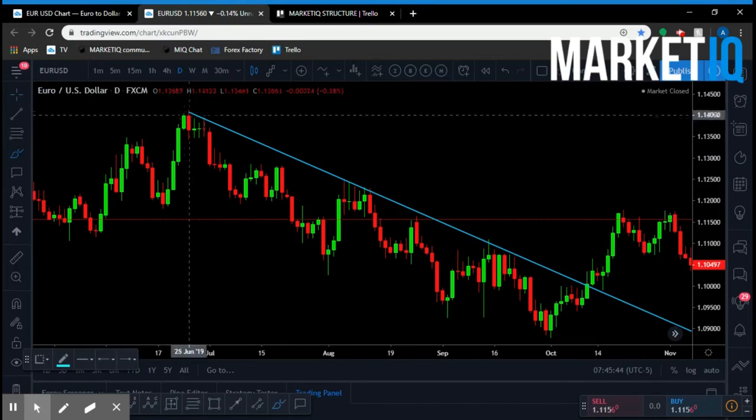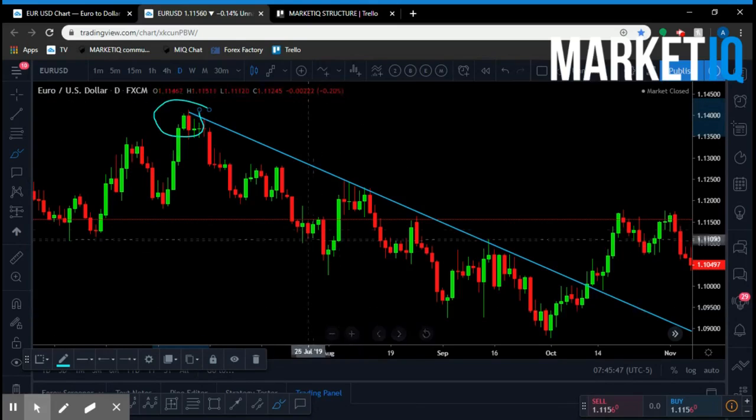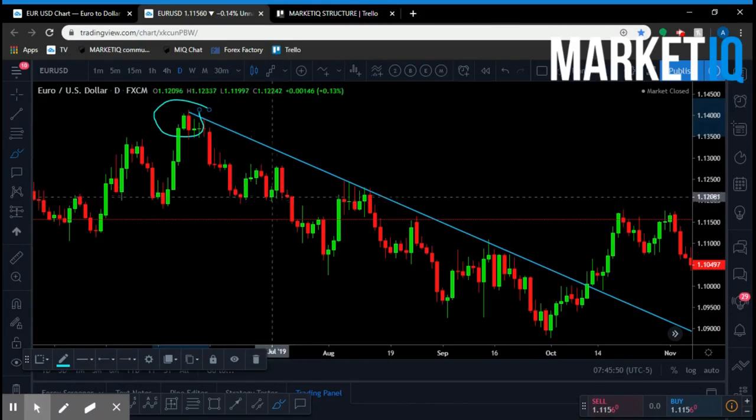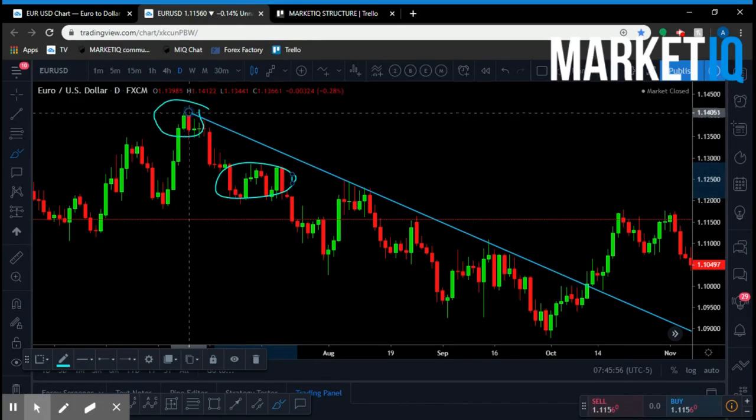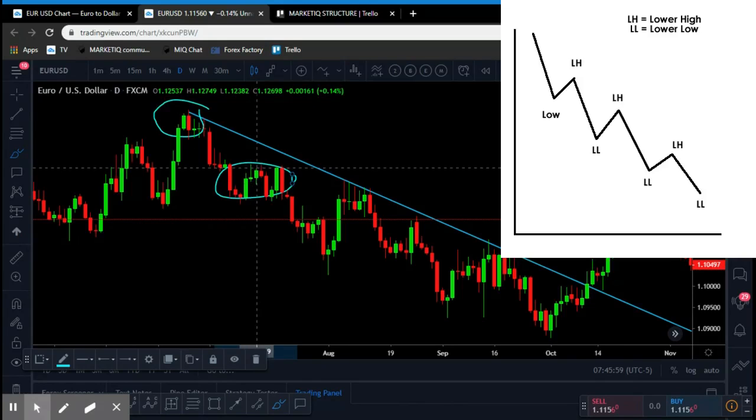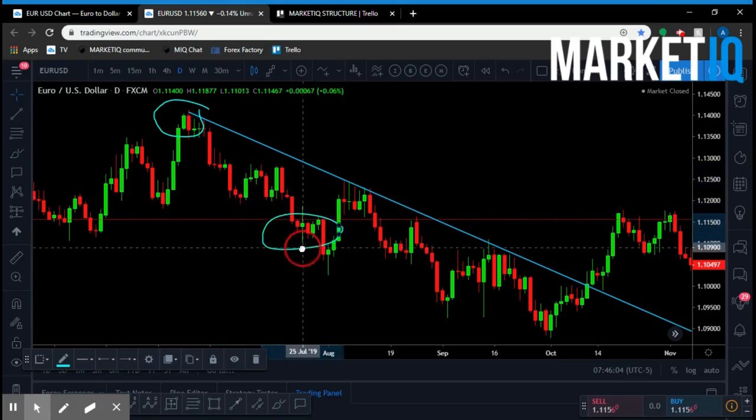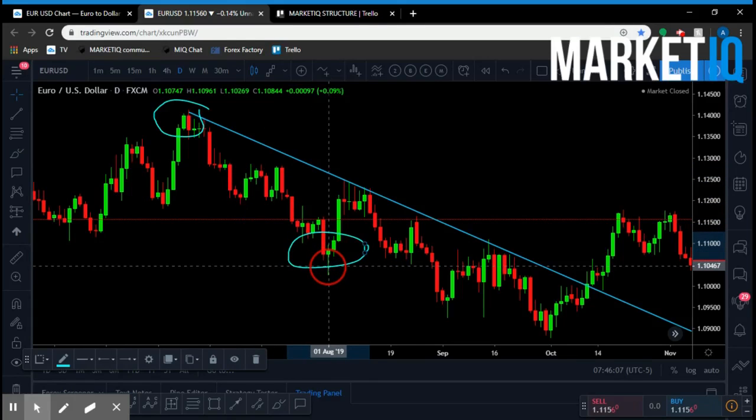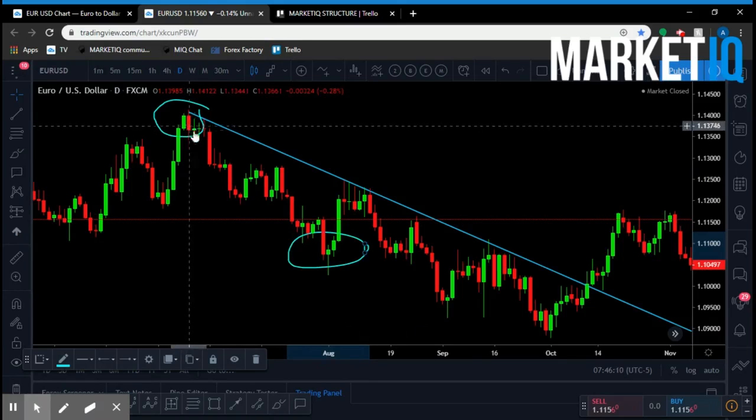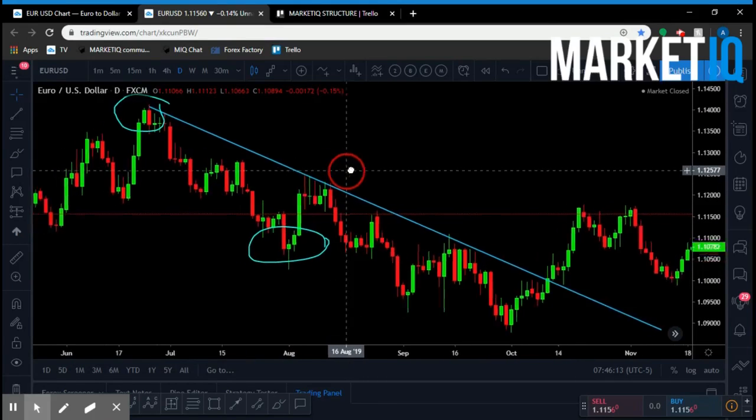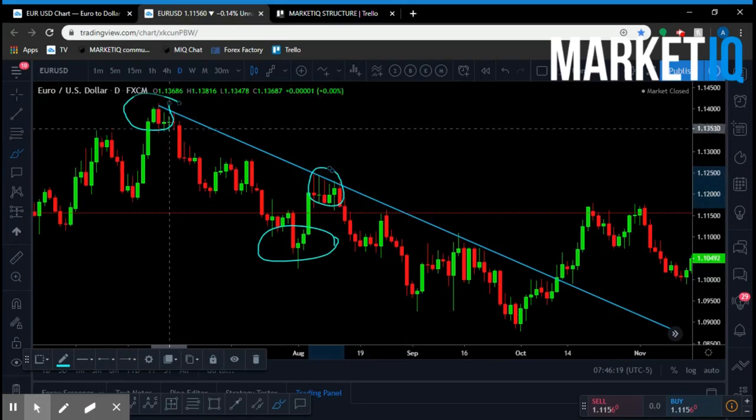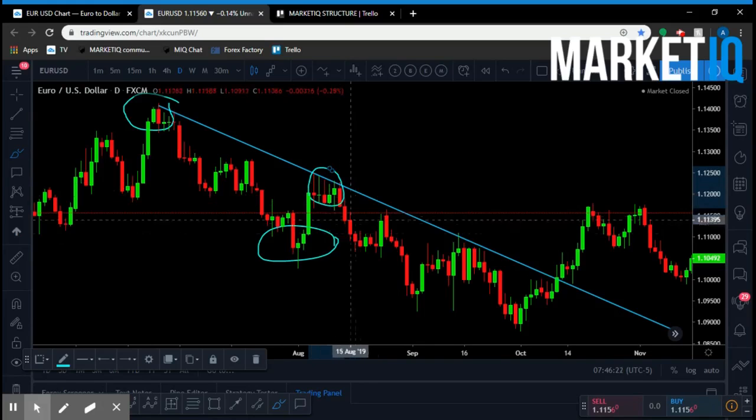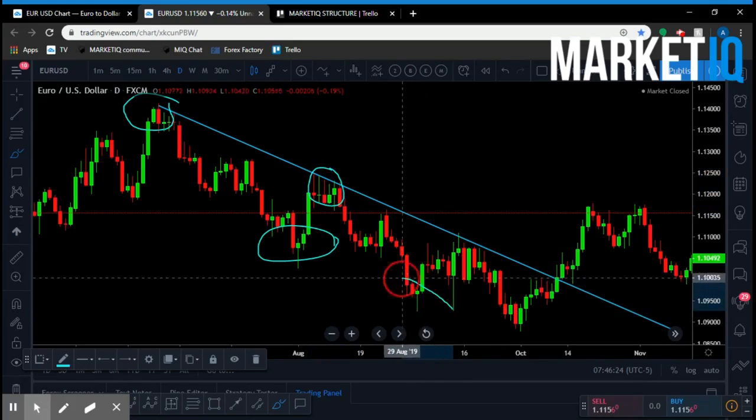You've got your first high and your first low. Okay, so you've got high and a low, and now we're looking for lower highs and lower lows. On this time frame, we'll call this your first low. So we've got high and low, and then we've got our next high right here. So we've got a lower high. Now we're expecting a lower low, which we get right here.